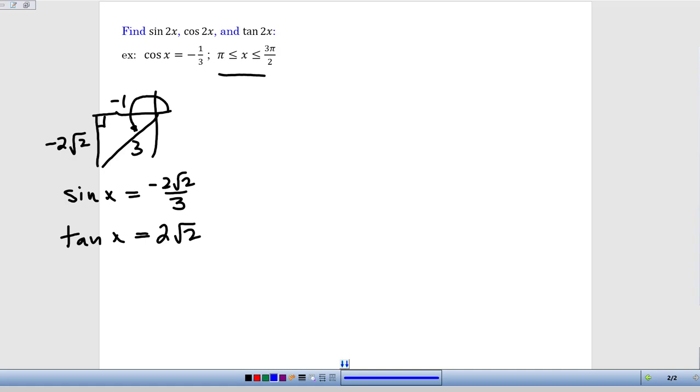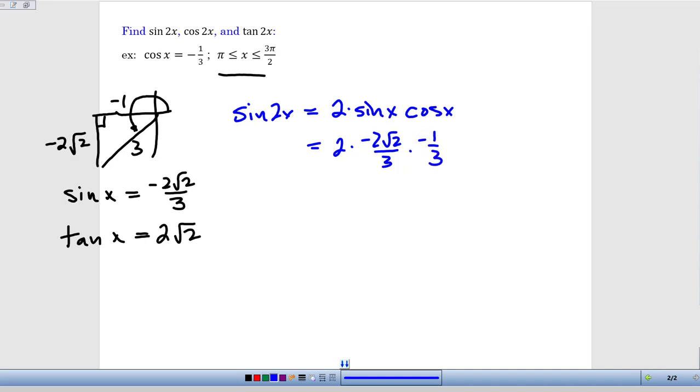So we can start with the sine of the double angle. So sine of 2x, we just have the one formula for that, which is 2 times the sine of x times the cosine of x. So if we work on that, we've got 2 times, we just established that the sine of x is negative 2 root 2 over 3 times the cosine of x, which was given to us as negative 1/3.